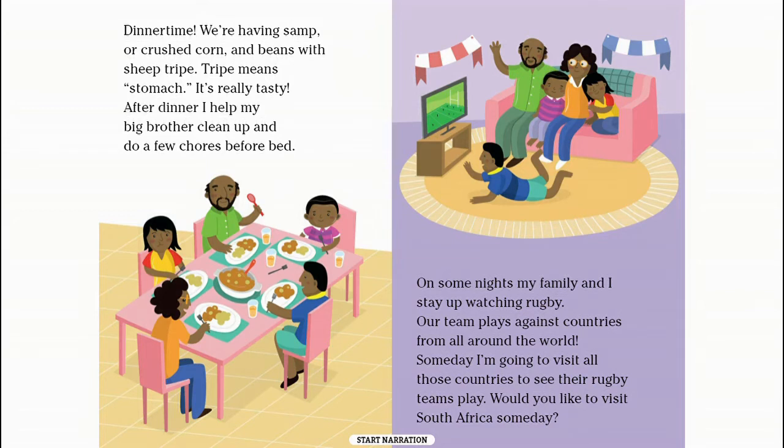On some nights, my family and I stay up watching rugby. Our team in South Africa plays against countries from all around the world. Someday, I'm going to visit all those countries to see their rugby teams play. Would you like to visit South Africa someday?